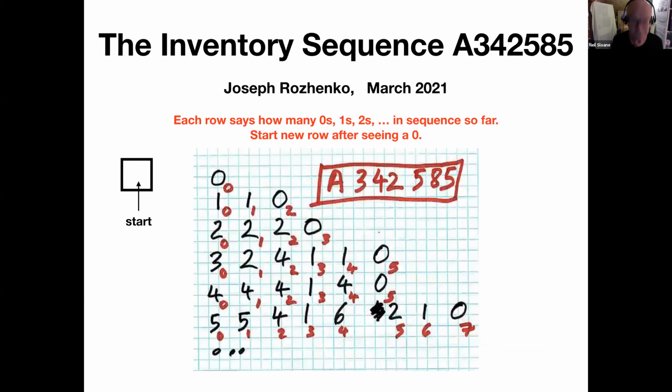I'm going to start off by talking about one of the most interesting recent sequences, although I'm not sure it's actually perfect in its present form. But it's a remarkable sequence sent in by Joseph Rozhenko. And it's the kind of sequence, when you see it, you say, boy, I'm not going to do anything else until I've solved this.